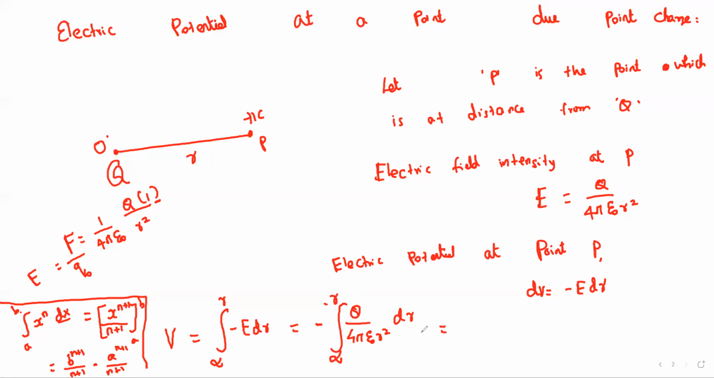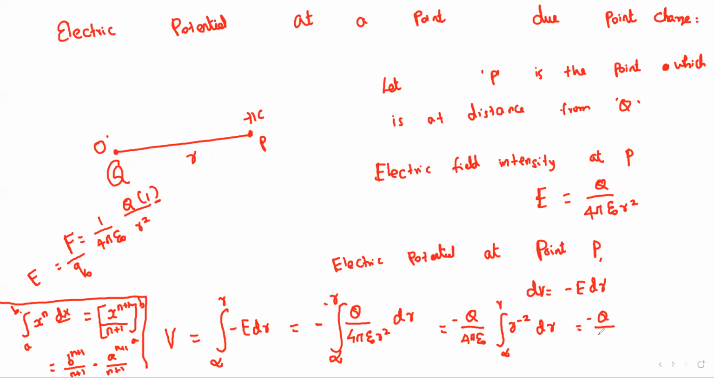The next step here, the Q, 4 pi epsilon 0, these are all constant things. So these have nothing to do with R. They are not depending on R, so we can simply take them out of the integration. So what we have now, 1 by R square, that can be written as R to the power of minus 2, because we want to integrate that, right? So we just write it in the form of x to the power of n. So R to the power of minus 2 dr. The limit is infinity to R.